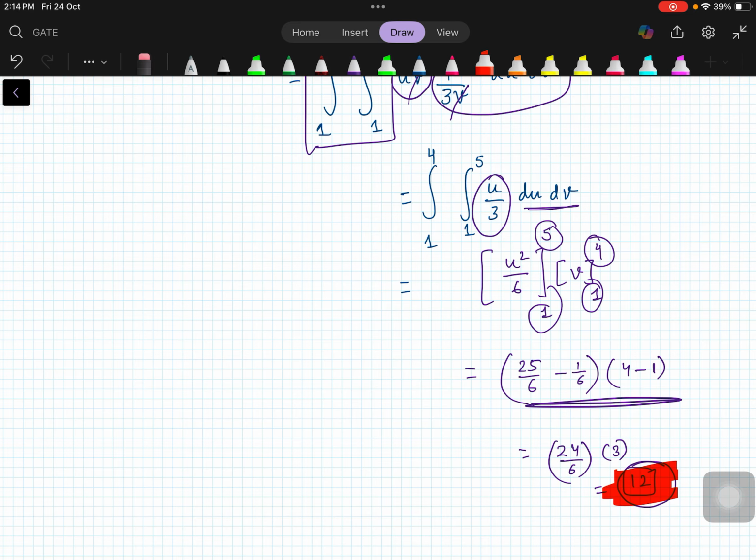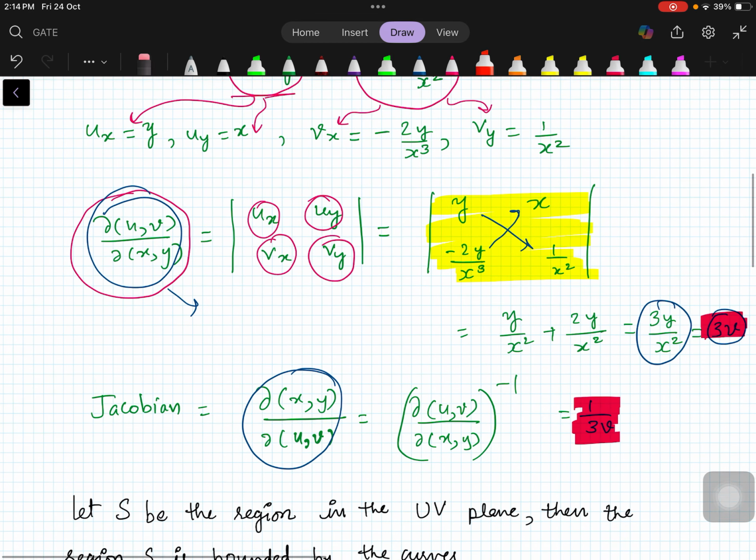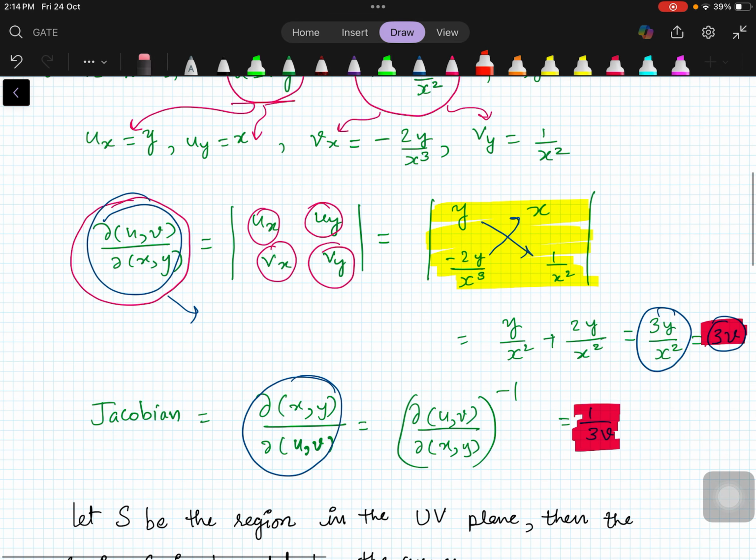You have to understand that in this particular problem we have taken the help of transformation, right? Sometimes in integration, transformations are very important. So you should know how to do the transformation when we are dealing with an integral. You have to have the knowledge of this Jacobian here.